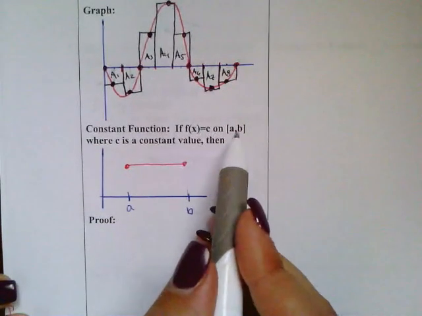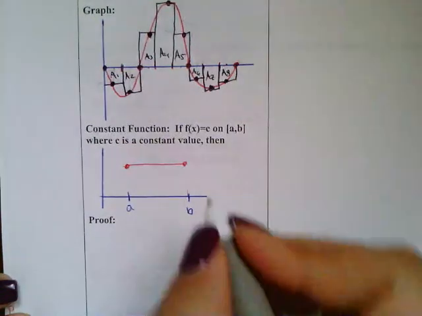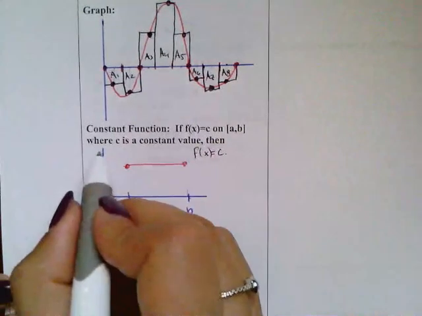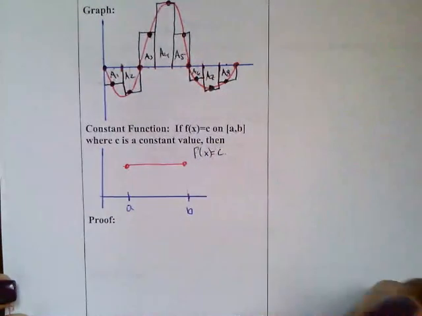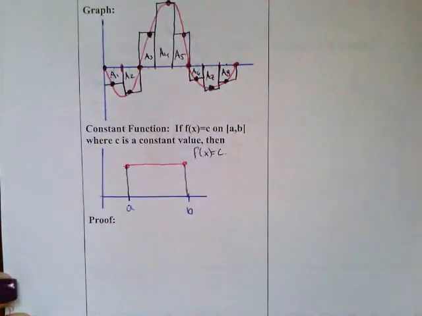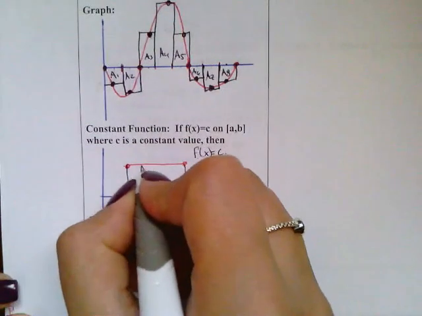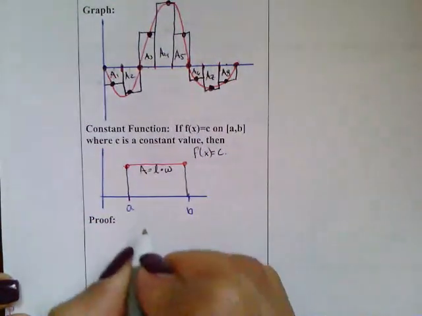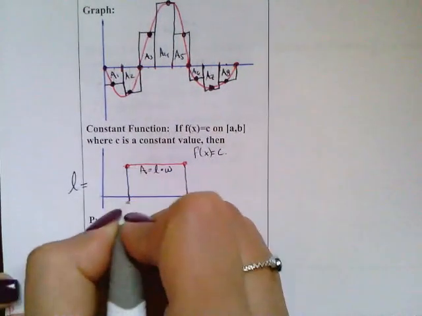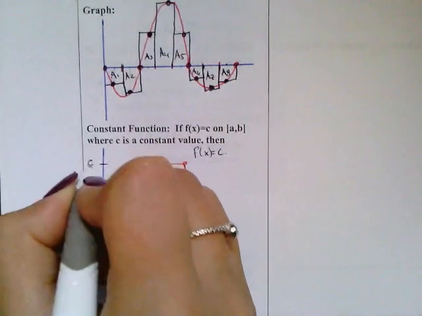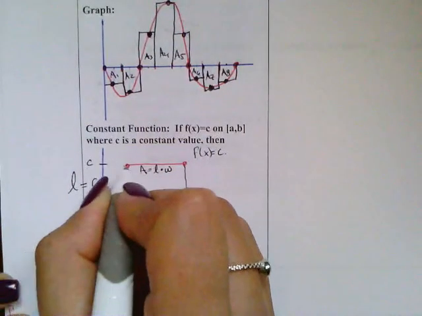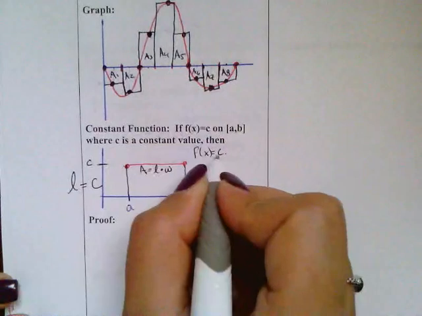Alright, the constant function. If f of x is c from a to b, so here's my constant function right here, f of x is c, where c is a constant value, then basically what we know, and we've already kind of talked about this before, but we're going to show a proof, we know that the area is equal to length times width. So my length right here is going to be represented by f of a, which is c, right? So my length is how high this thing is, the height is c.